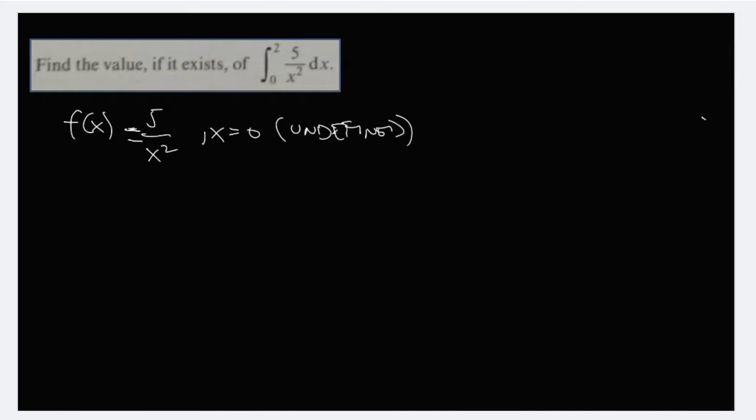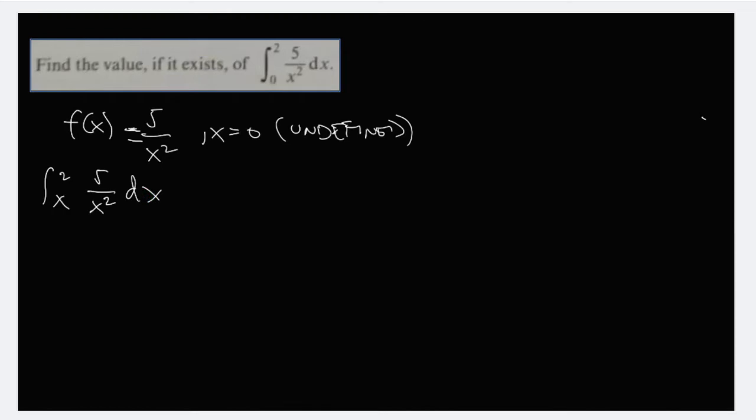So with that, we consider this one as a type 2 improper integral. What we will do is change the limit, which is 0, to x so that we will be able to compute this given improper integral. Suppose this becomes the improper integral from x to 2 of 5 over x squared dx.